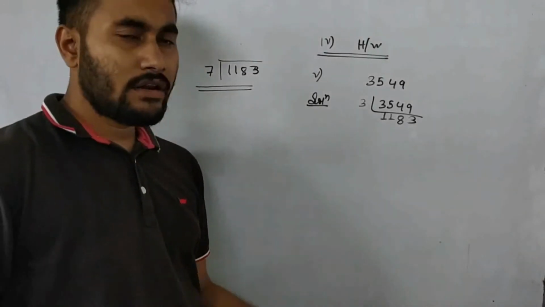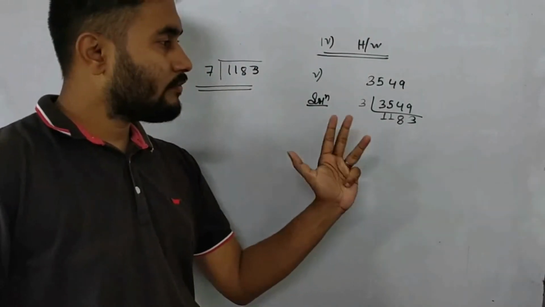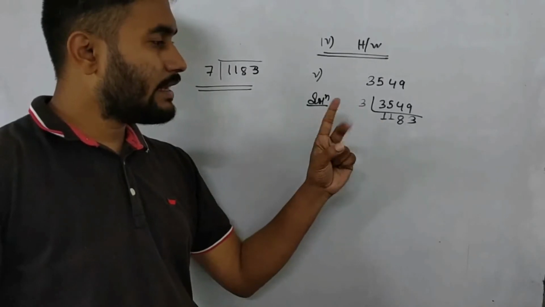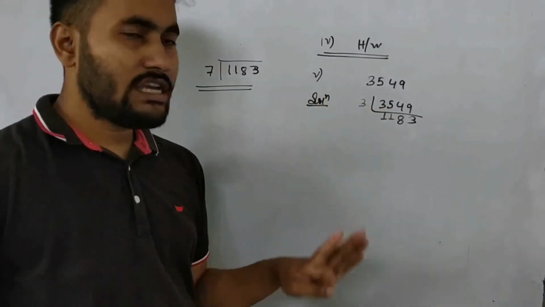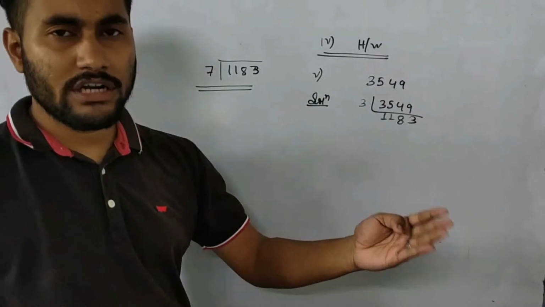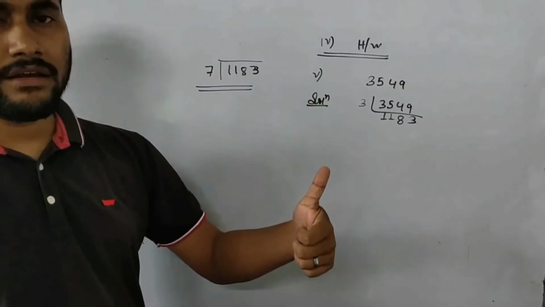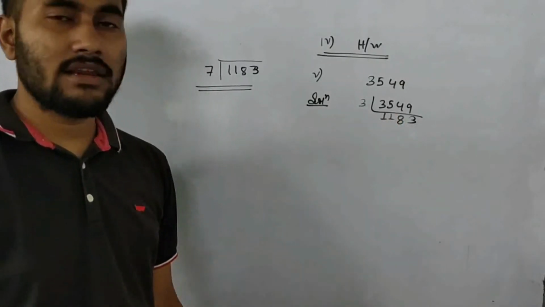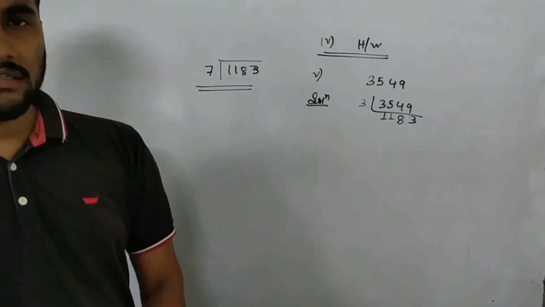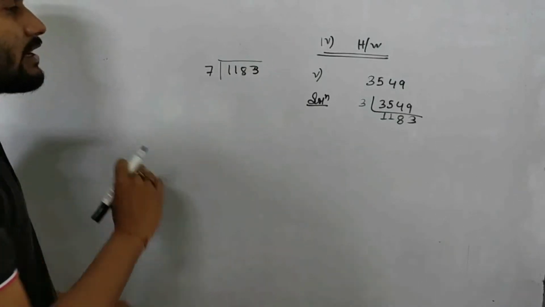7 1s are 7, 8 9 10 11, 4, right? 7 1s are 7, 8 9 10 11, 4, 48. 7 6s are 42, 43 44 45 46 47 48. Means how much? 6. 6 and 3, 63. 7 9s are 63. Try to check directly.